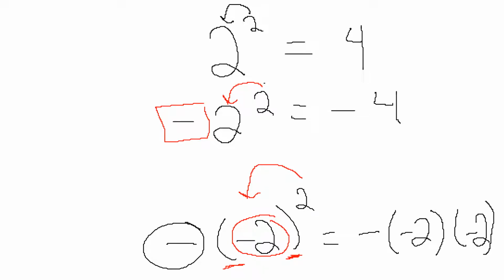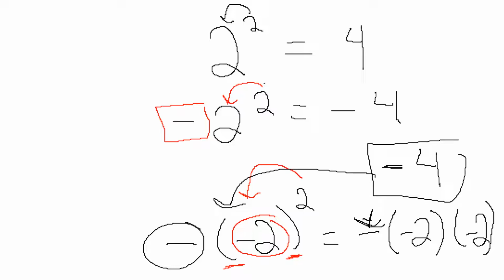So I'm going to keep this negative. Sorry, I'm going to do my answer right up here. This negative is not being touched. It's going to stay right here. Then negative 2 times negative 2 is positive 4. And we'll do another one of those in just a second. So let's look at another one of these. Let's talk about negative 3 squared versus negative 3 squared, with parentheses.